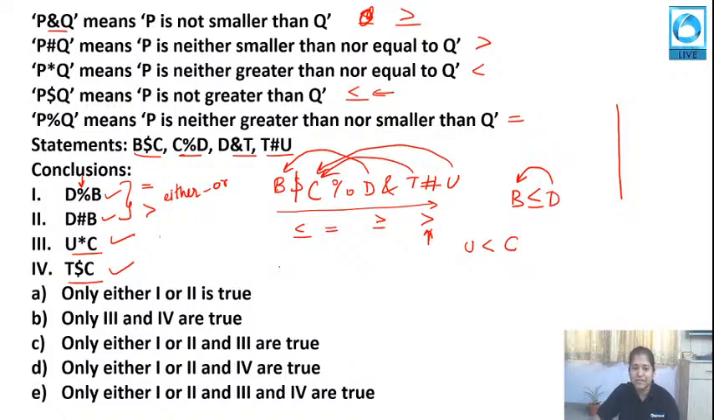I hope this is clear, right? So first and second will form an either-or pair, and third and fourth are definitely true here. So the right answer here will be your E part, right? So E will be the right answer. I hope this is clear to everyone.